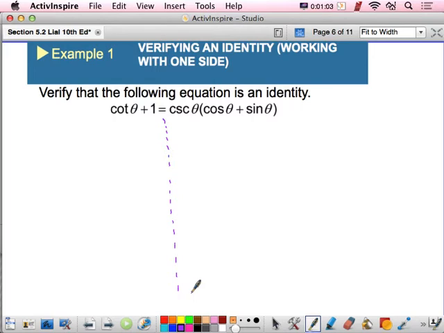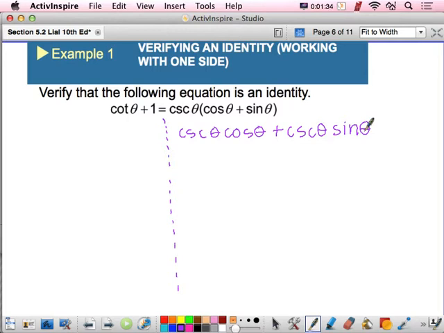So one thing I notice about the right side is it has parentheses, and the left side does not. So let's get rid of those parentheses. We can distribute. That's one of the things we're allowed to do, right? You're basically allowed to do anything algebraically that you can do to just one side at a time. So let's distribute. Cosecant times cosine plus cosecant times sine. And be sure you carry your angle through with you the entire time.